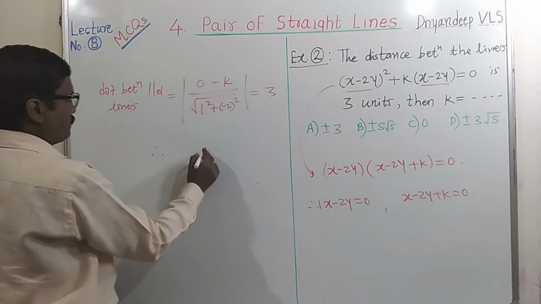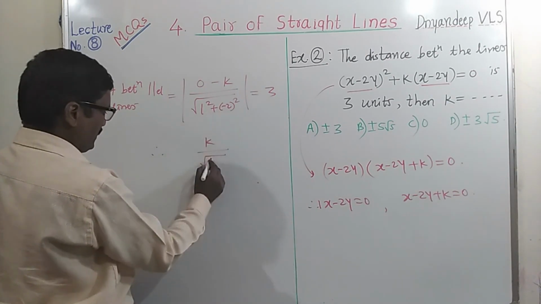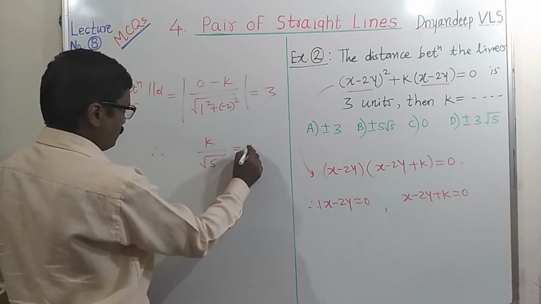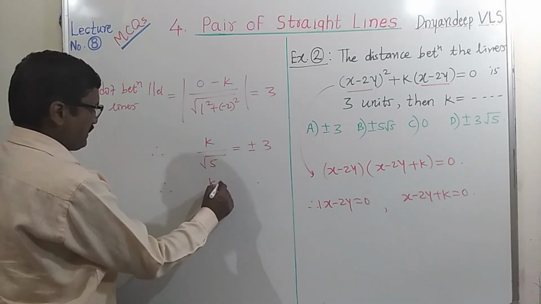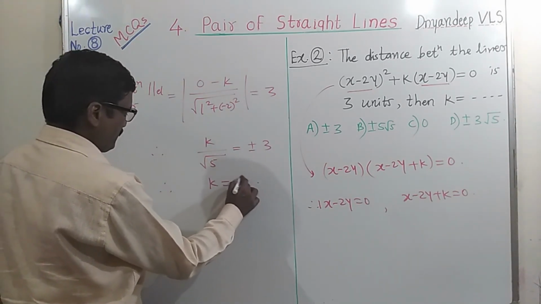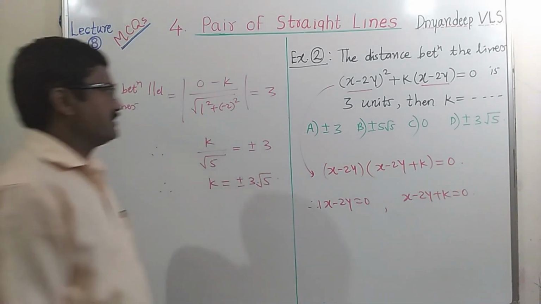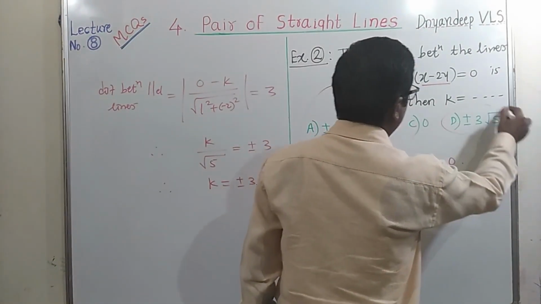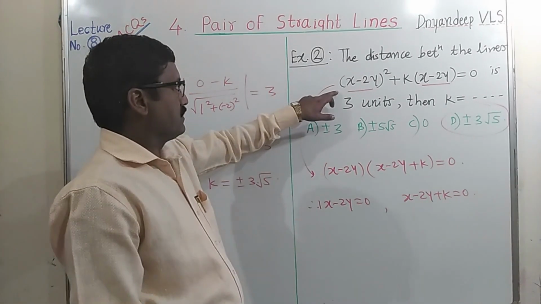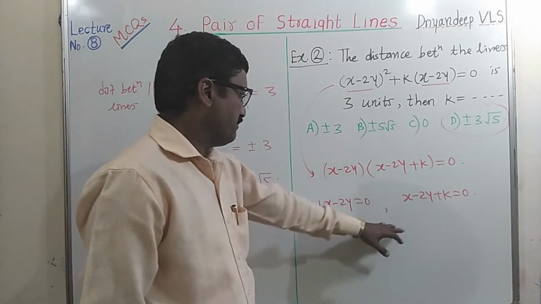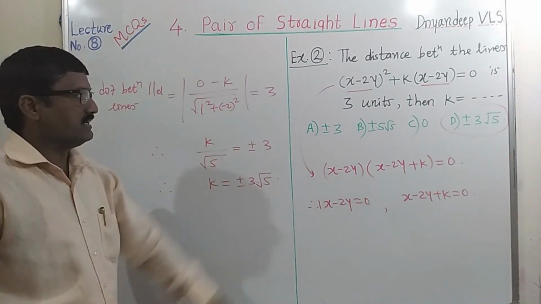Therefore we get, without mod, k upon root 1 plus 4, that is root 5, equal to plus minus 3. Therefore k is equal to plus minus 3 root 5. So the answer will be option D. It is very simple because this combined equation is given. From that, find their separate equations, take the distance between parallel lines equal to 3, and you will get the value of k, that is the last option D.